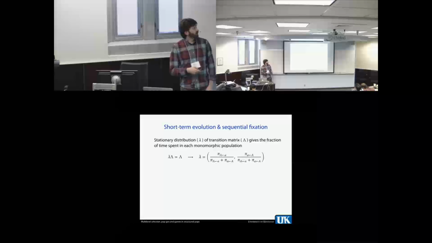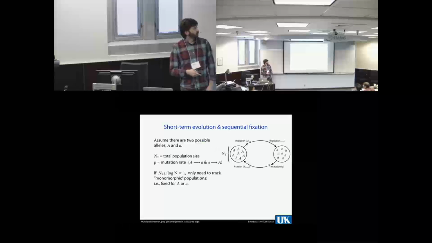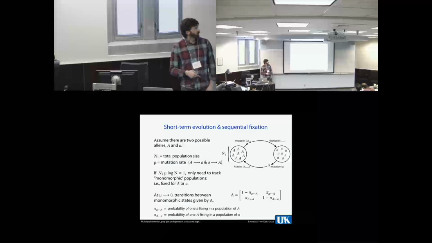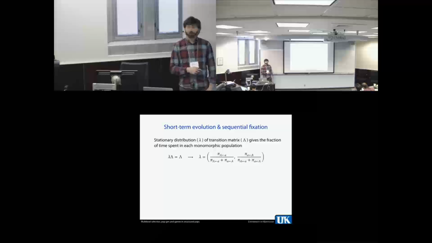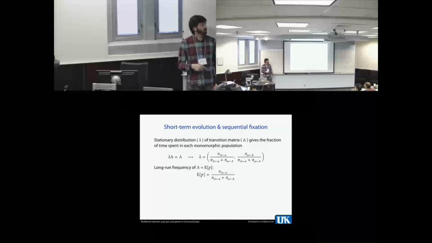The way you figure out whether you're at more big A or little a is you look at the stationary distribution of that matrix. So we calculate that out. It's just the relative ratio of these fixation probabilities. The long-run frequency of big A is just the expected frequency of it, which is this first term here: the probability that you go from little a to big A divided by the sum of those probabilities.